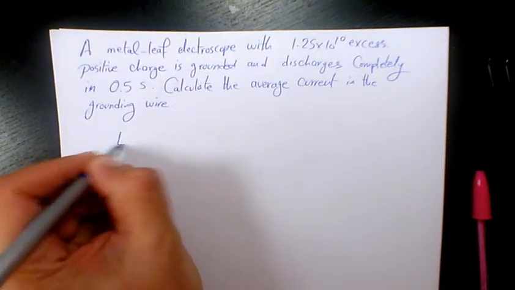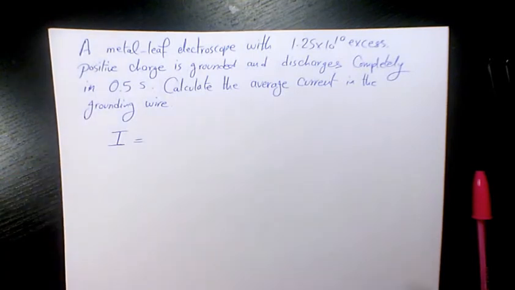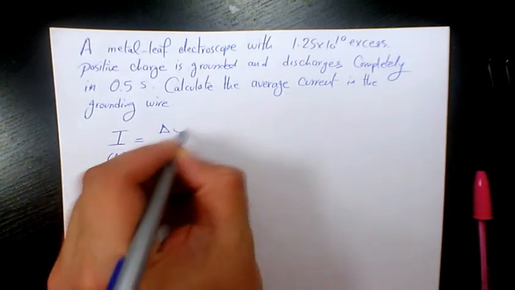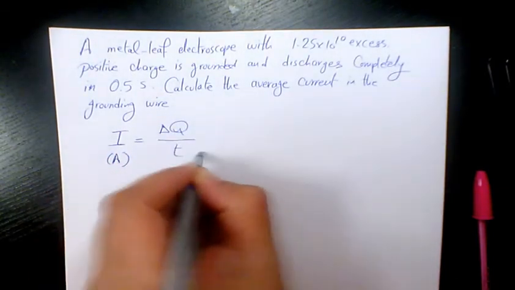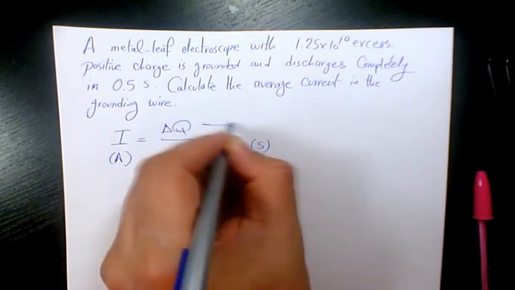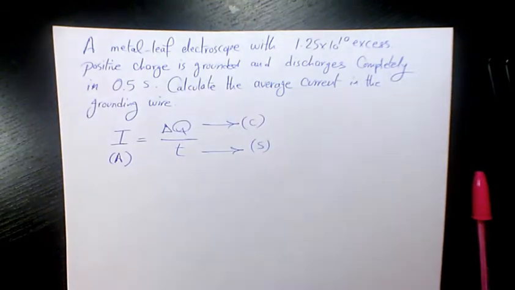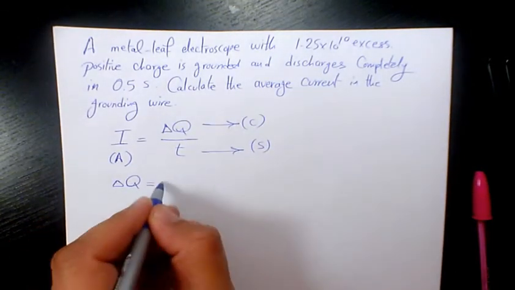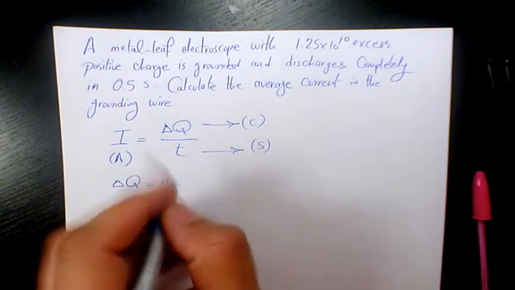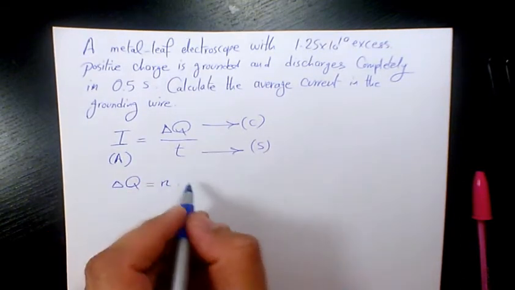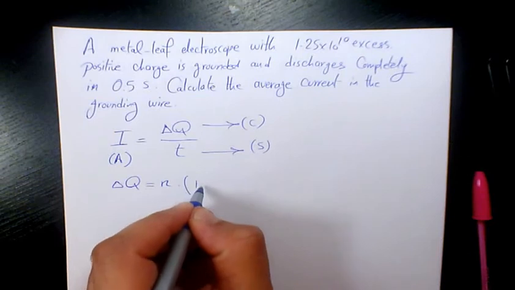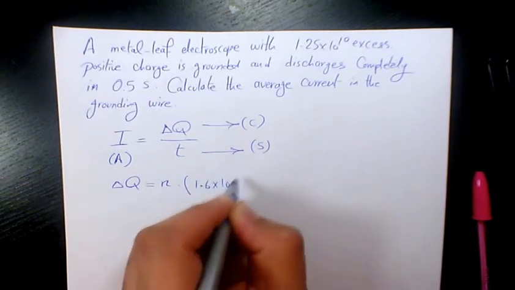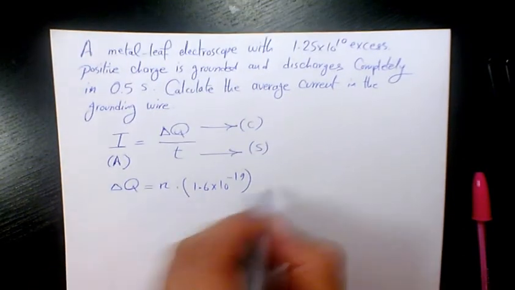So we know the electric current is going to be I, and the unit is ampere. It's delta Q divided by time in terms of seconds, this one in terms of coulomb. So delta Q is going to be the number of protons times the charge of each proton, which is 1.6 times 10 to the power of negative 19.